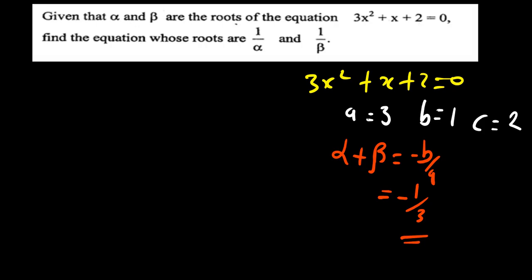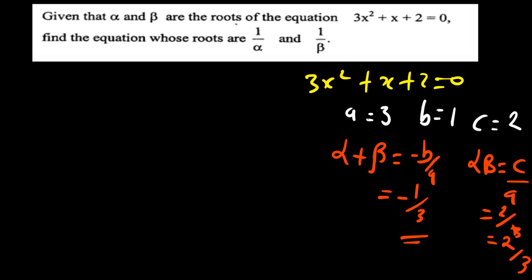Then our product, we say it's alpha beta. Alpha beta is equal to c over a. Our c in this case is 2. Our a is 3 actually, so it is 2 over 3. So our answer is just 2 over 3.